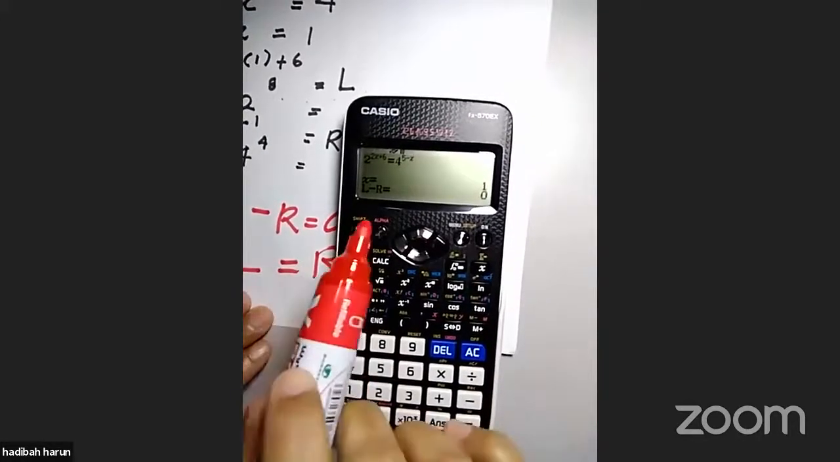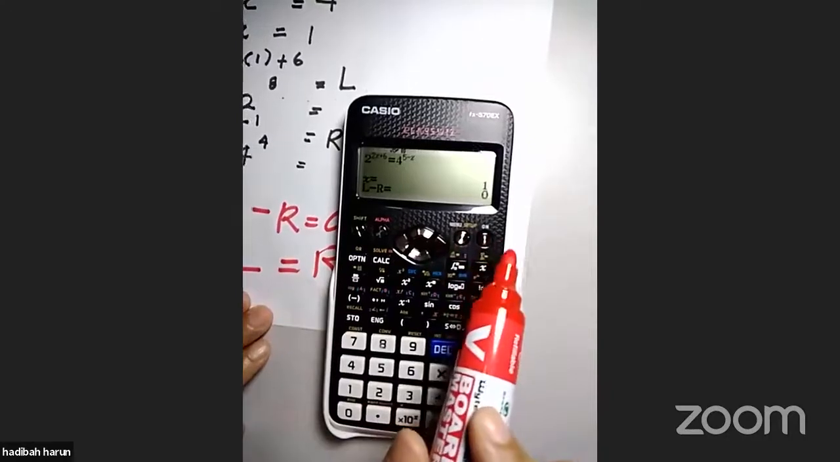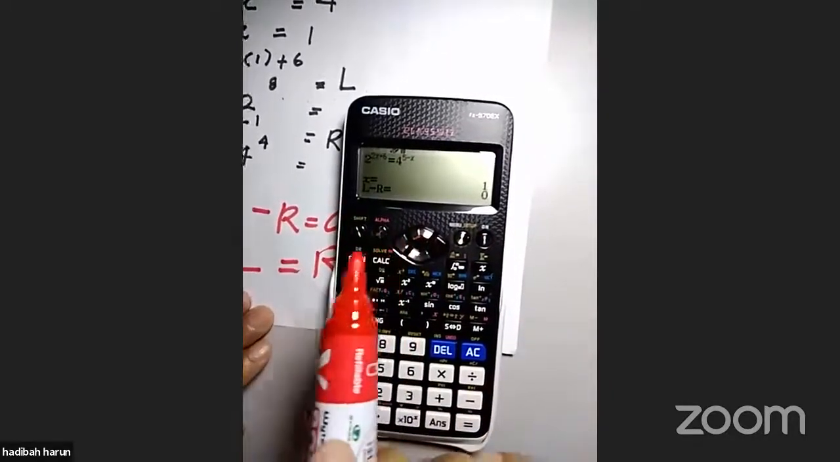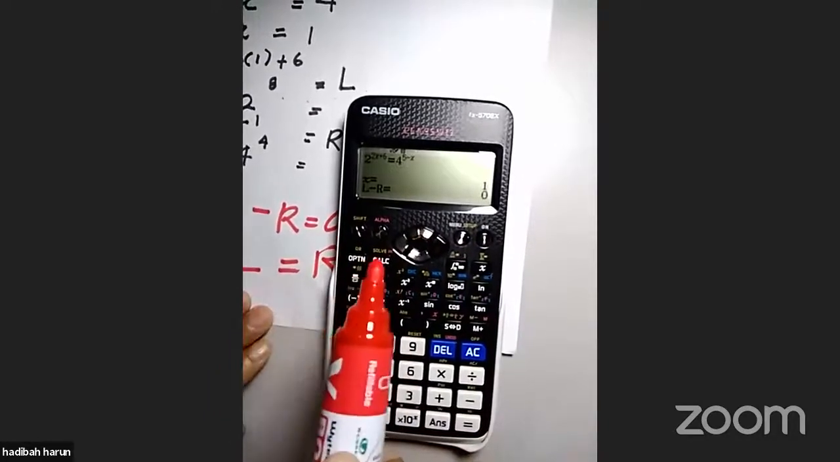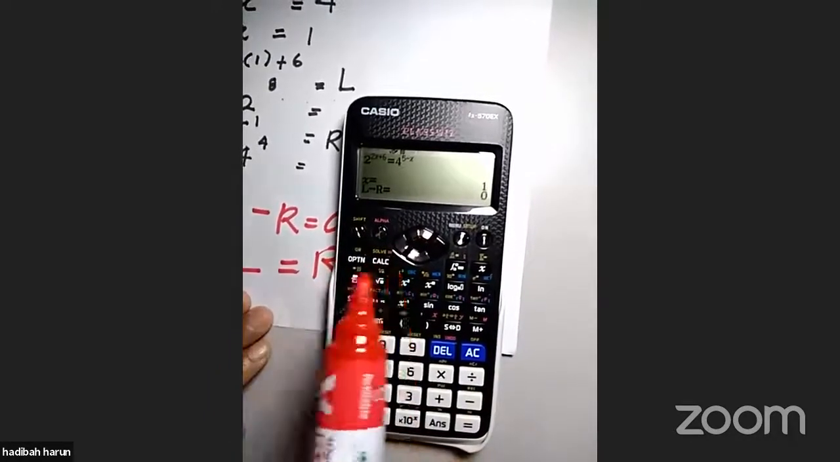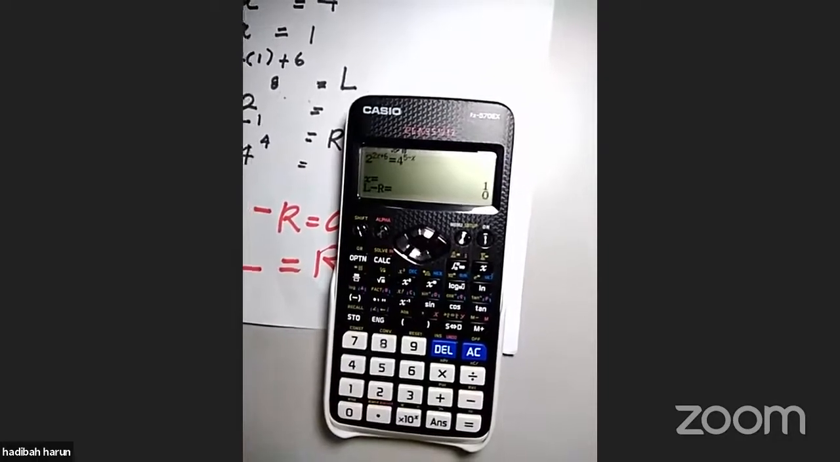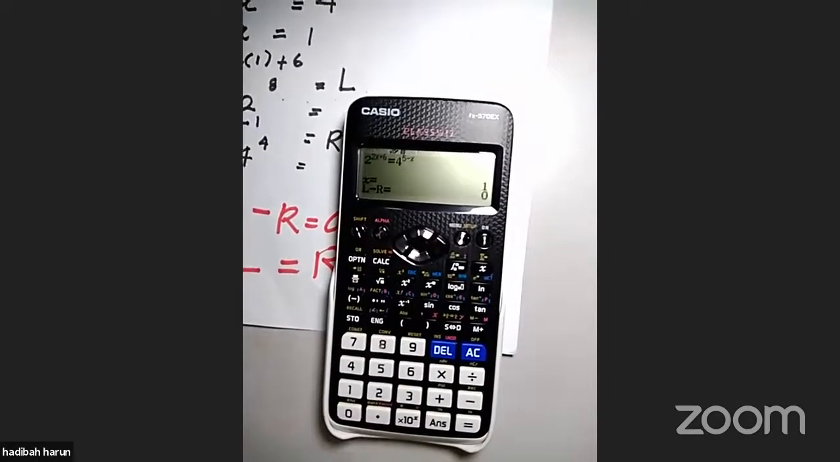Kalau dapat left minus right ni angka lain, contoh 0.5, maknanya salahlah tu kiraan anda tadi. Jadi kena bersabar sikit. Typelah balik ni, kirakan balik nilai tu. Okey, ini tentang penggunaan kalkulator FX570EX untuk menyemak jawapan yang melibatkan persamaan indeks bentuk 1.